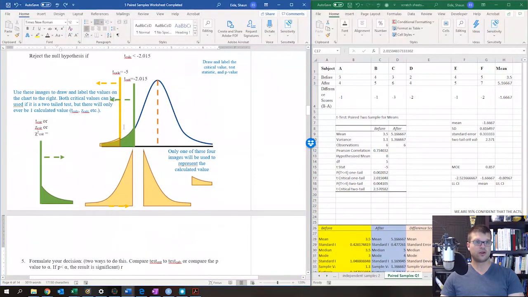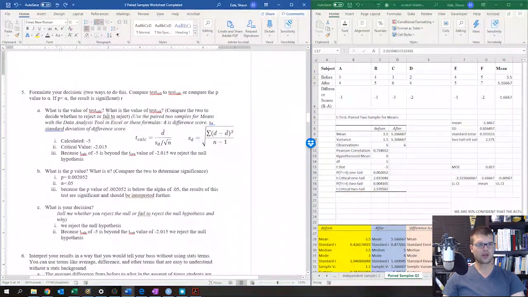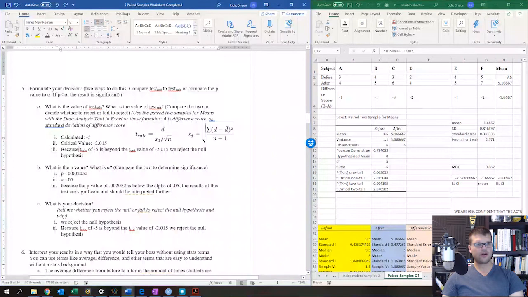And we're going to conclude that individuals juggle fewer balls before class than they do after class. Okay. So the critical value, because t-calc of -5 is beyond the t-crit value of -2.015, we reject the null hypothesis.